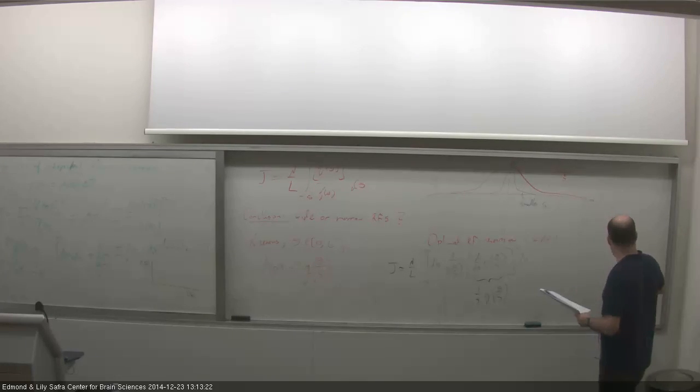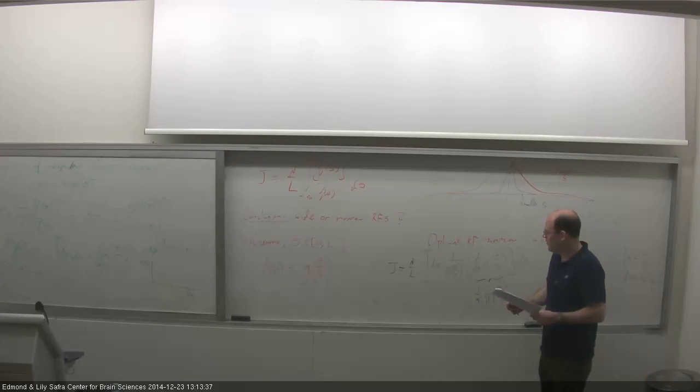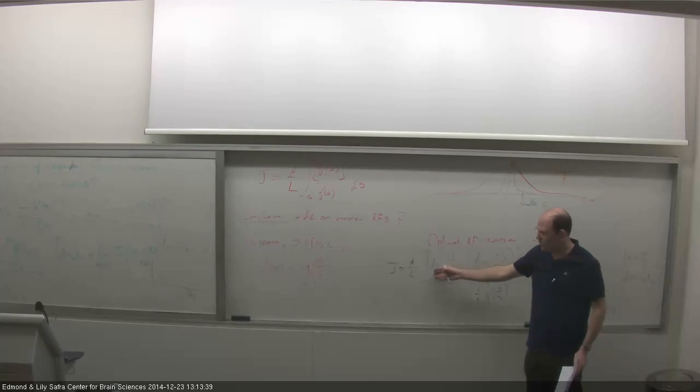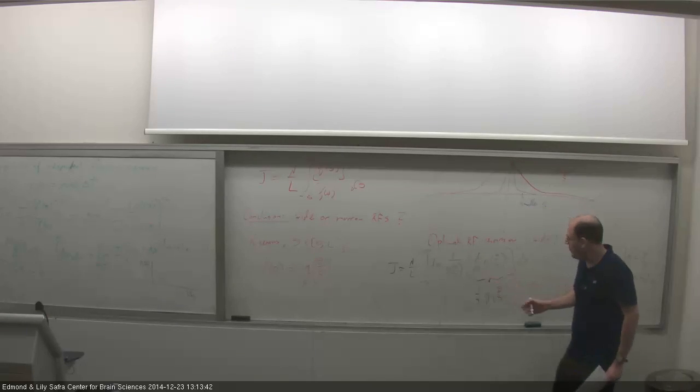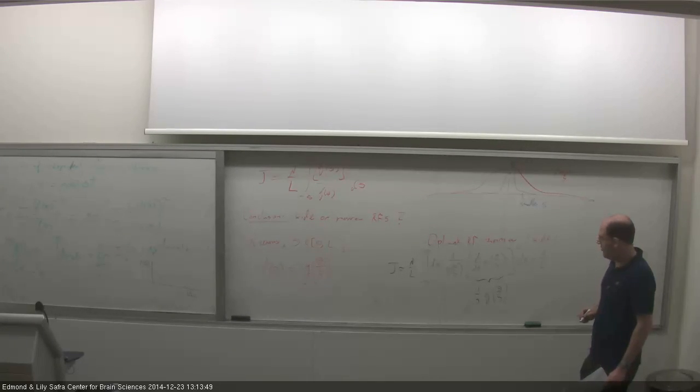Okay, and I will define here a variable x, which will be theta over s. So d theta is s dx. So we'll re-express everything using x. When theta goes from minus infinity to infinity, x also goes from minus infinity to infinity. So I have... Everything is okay? Yeah. Okay. N over L integral.